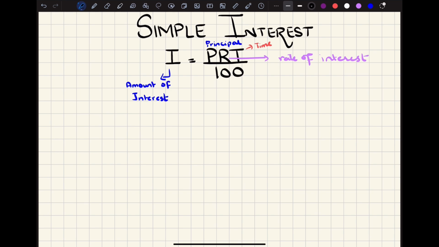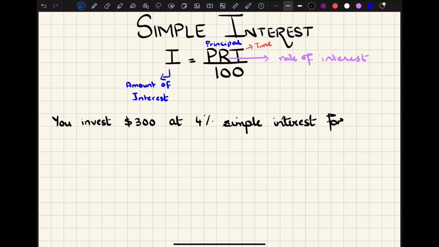So for example, you invest $300 at 4% simple interest for 5 years. So what does it mean? It means that every year for 5 years, you would receive 4% of 300.